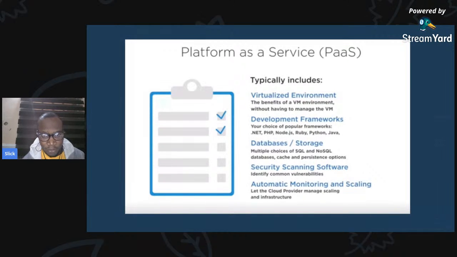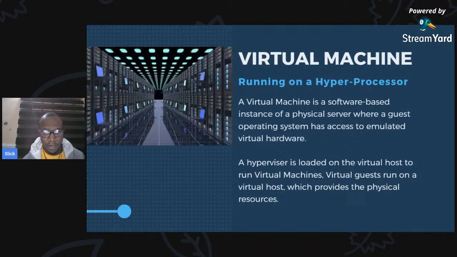In platform as a service, it typically includes a virtualized environment, which is the benefit of the VM environment, and development frameworks of your choice. You have a choice of popular frameworks like .NET, PHP, Node.js, Ruby, and every other thing you want to run on the internet. In databases, you are provided databases, storage devices, and security. You can do constant scanning of your security, automatic scheduling, monitoring, and report generation, scaling up, scaling down, and elasticity. All these are actually amazing for you in the cloud as a service.